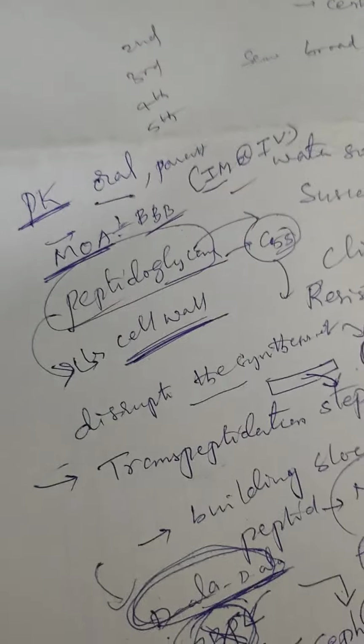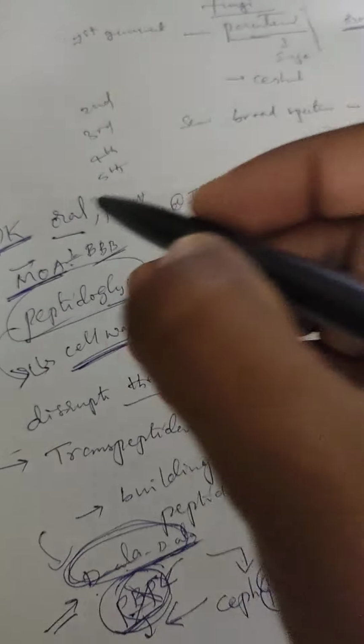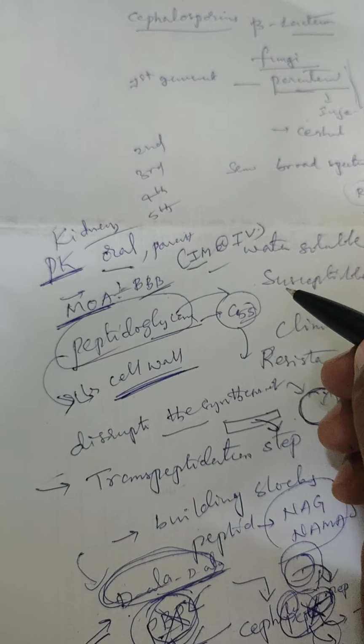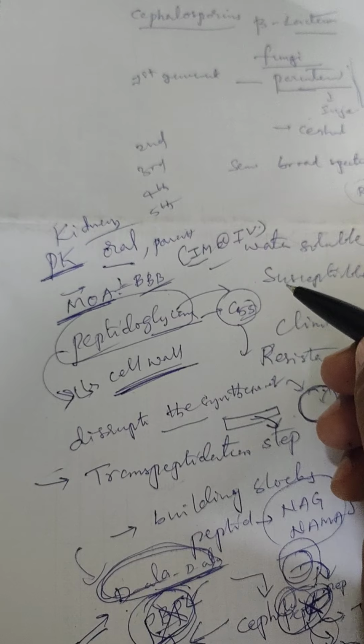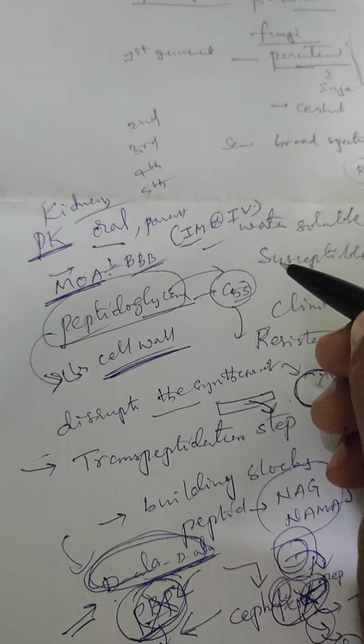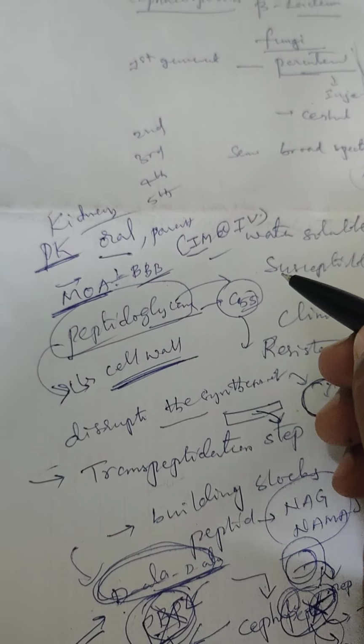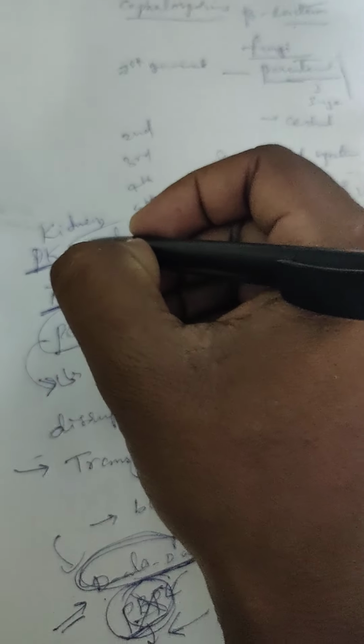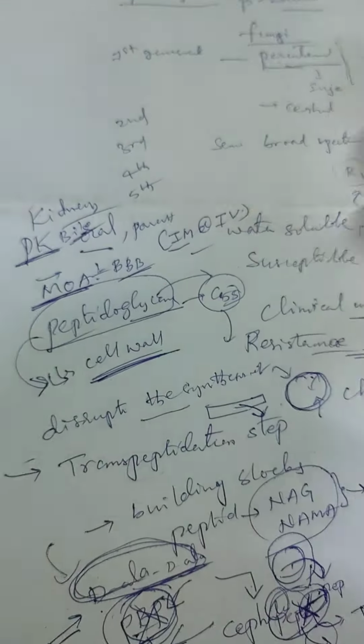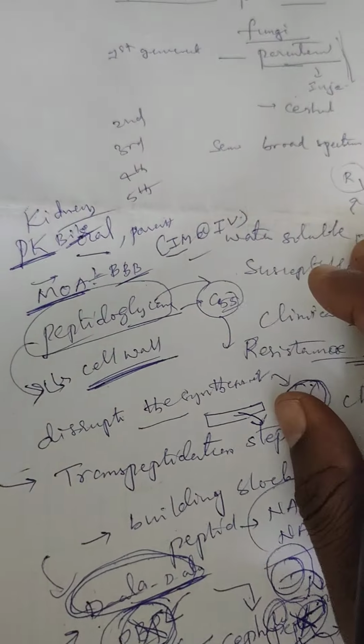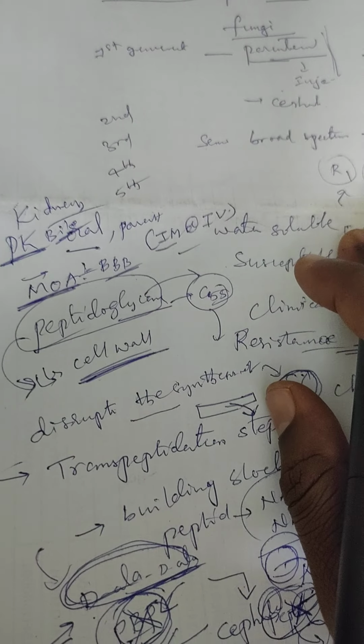Okay, next, excretion. Excretion is mostly via kidneys, largely by tubular secretion, but 40% of ceftriaxone is eliminated in the bile. Through the liver it is eliminated. Okay, these are the pharmacokinetic properties.